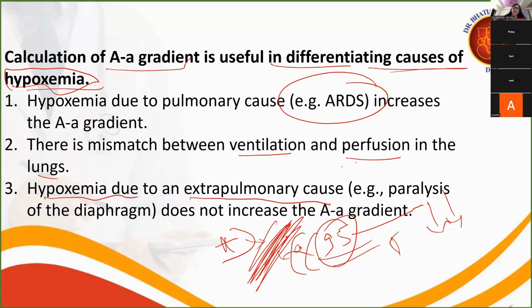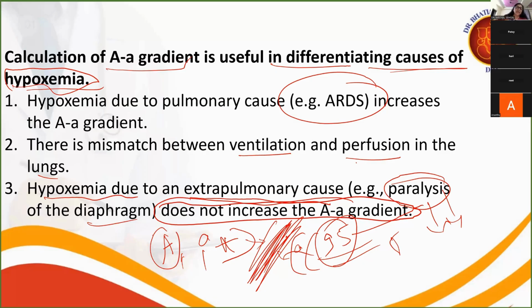Now, this is the mismatch between ventilation and perfusion in the lungs because of ARDS. Hypoxemia can also happen due to extrapulmonary causes, like paralysis of the diaphragm. Because of the diaphragmatic paralysis, this is very interesting, there will be no diffusion happening because the muscles are not able to breathe. But in that case, the gradient does not increase, because the alveolar oxygen and the arterial oxygen levels remain the same. There is a drop in the arterial oxygen as well as the alveolar oxygen because the alveoli are not ventilating. So the alveolar oxygen levels also decrease just as the arterial oxygen level decreases.